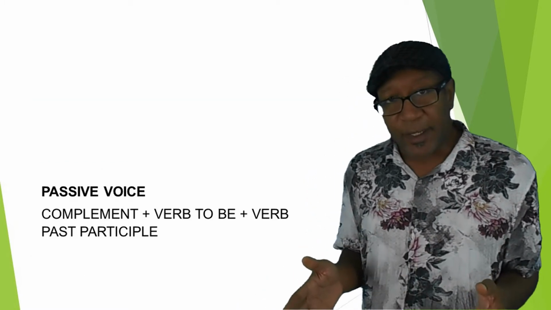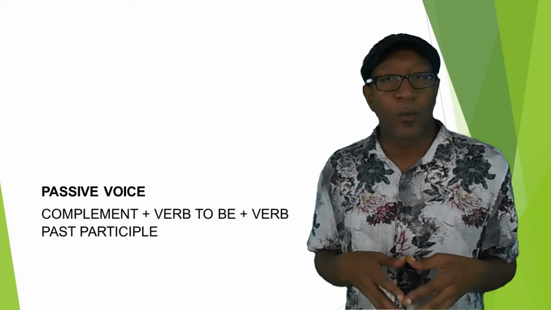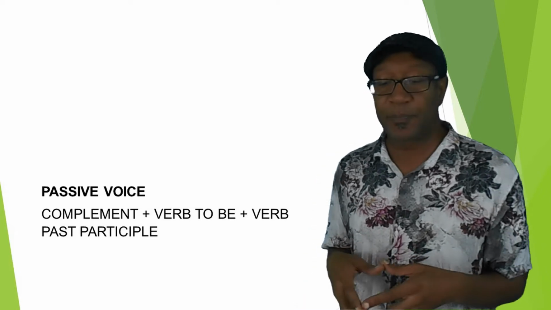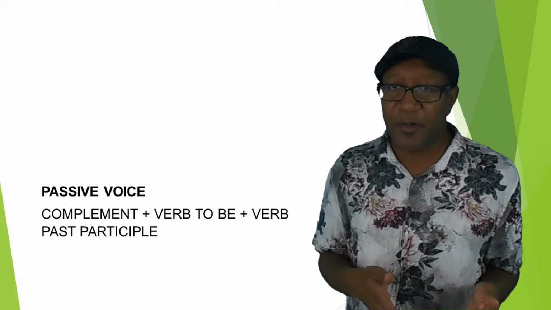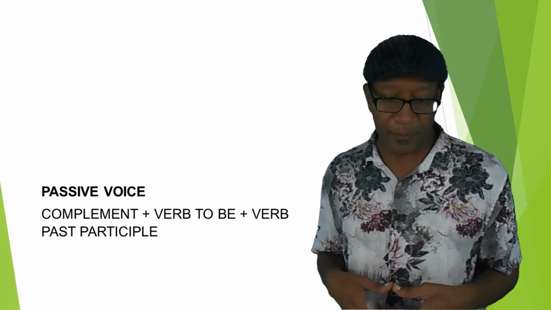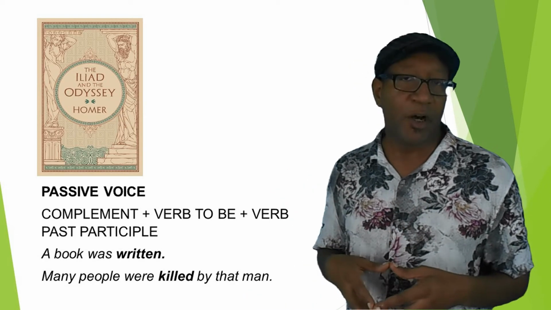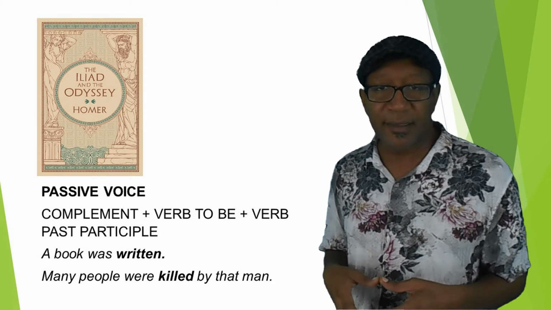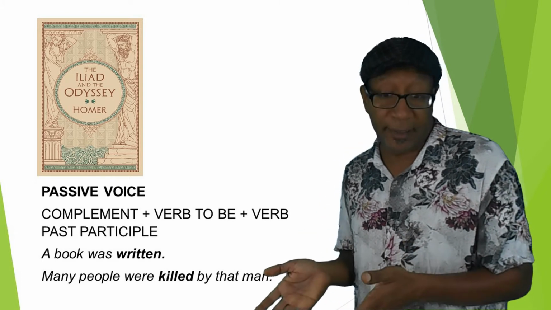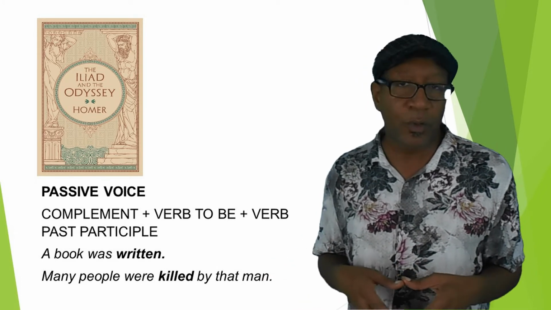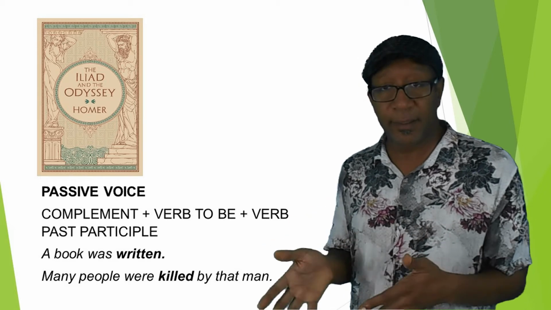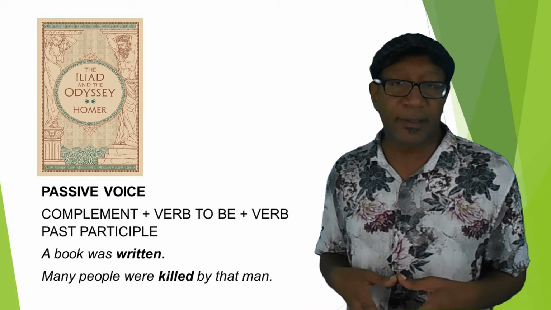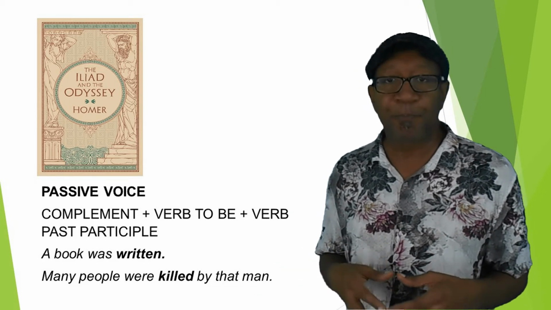About passive voice structure, we have the complement plus the verb to be plus the main verb in the past participle. Here we have this image of this book, Iliad. And then we can make a sentence, a book was written. Or also, many people were killed by that man. Both of those sentences were structured in passive voice.